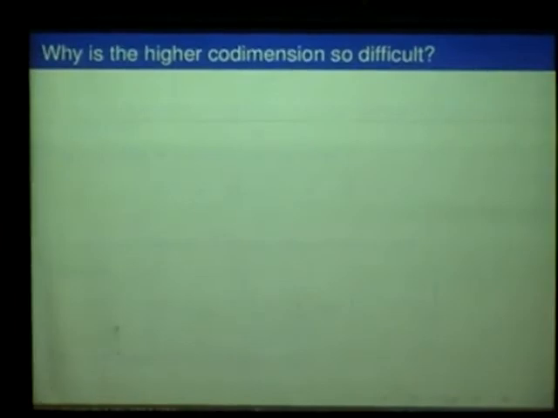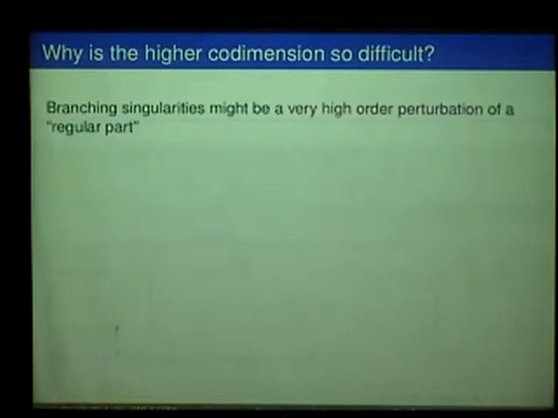Okay, so why is the higher codimension so difficult? So why is it so difficult to prove the regularity or to get the optimal regularity theory in higher codimension? So let me just give you the most basic idea why this is difficult. The problem is that branching singularities might be very high order perturbations of a regular situation.